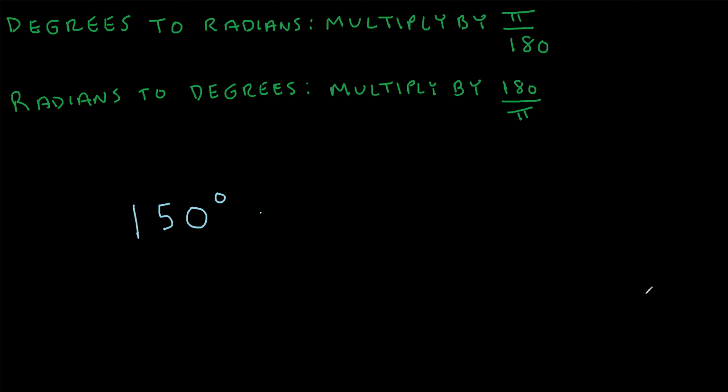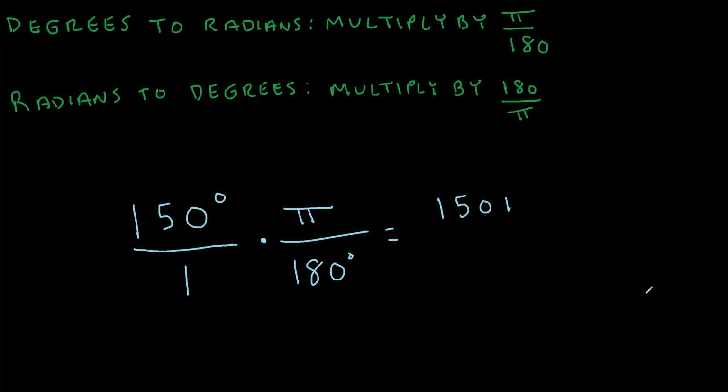Let's try another one. Let's say we have 150 degrees and we want to convert this to radians. So to go from degrees to radians, once again, we multiply by pi over 180. So let's write 150 over 1 times pi over 180. So we'll multiply straight across and we'll get 150 pi over 180. So this is our final answer.